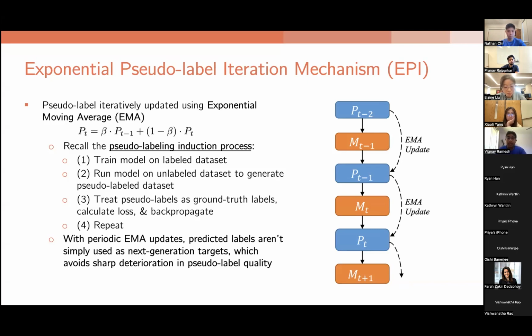So we can see this process in the equation where P of t minus 1, which is an n-dimensional vector representing the model prediction at the t minus 1 time step, and n is the number of category classes. Beta is the momentum parameter set to 0.99.